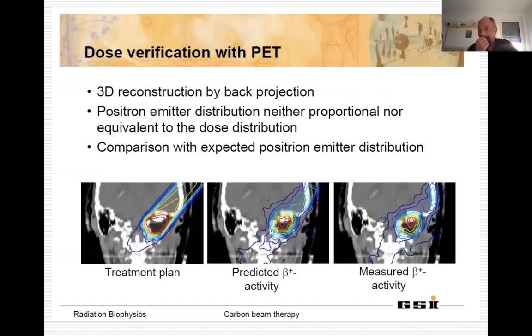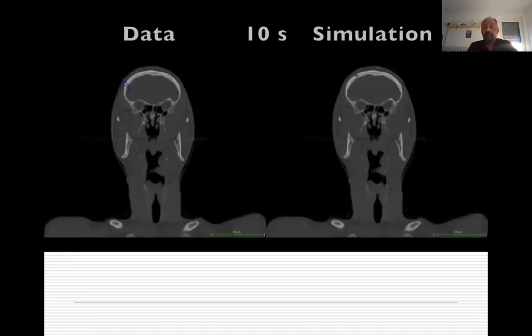The dose verification with PET, though, is a bit complicated because, you see, if this is the treatment plan, this is the measured activity to the right, and this is the predicted activity. You have the problem of the washout, so that the radionuclides move, and you have the physical problem that the peaks are not in the same position. But still, you can do nice things.